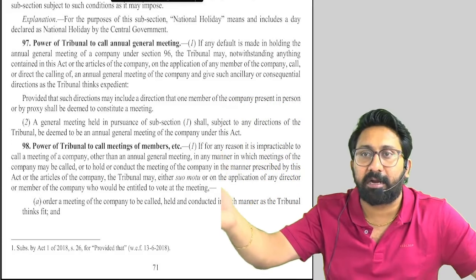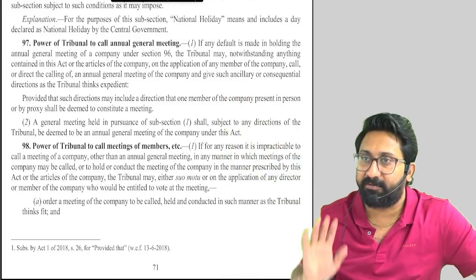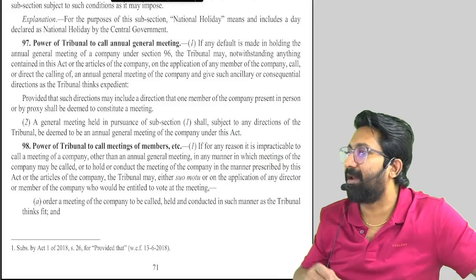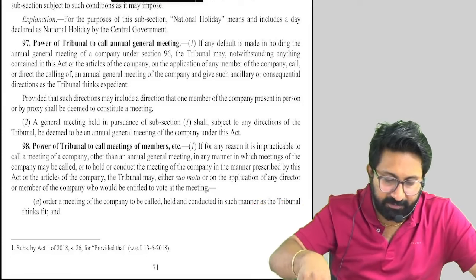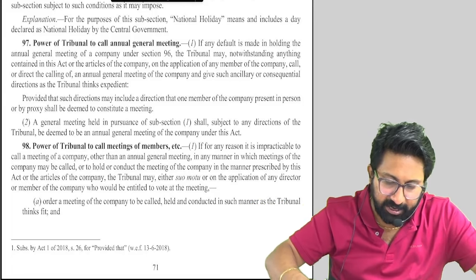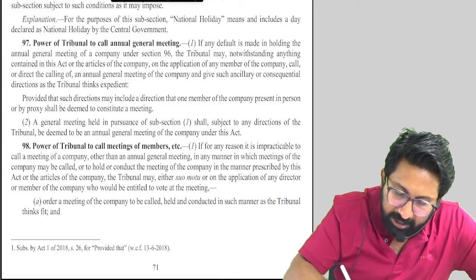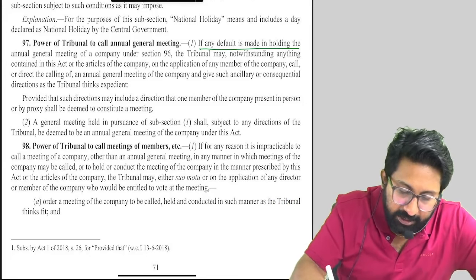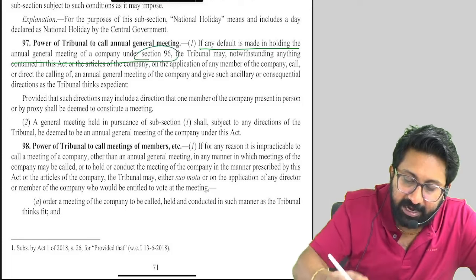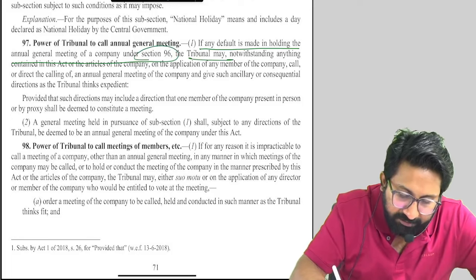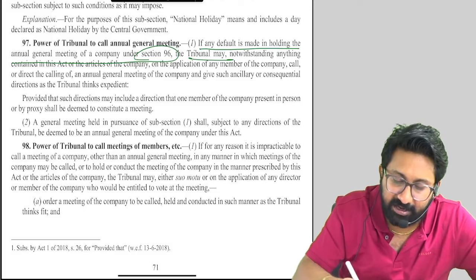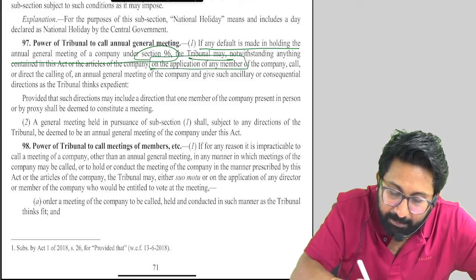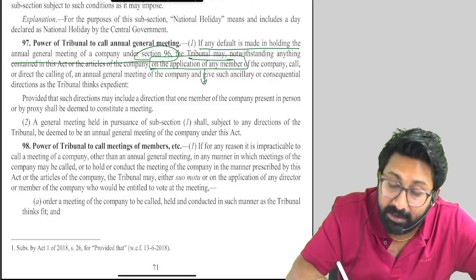If the company is not conducting it, the tribunal can conduct the AGM of the company. Up to here, everyone understood the point clearly? Okay, read. If any default is made in holding the AGM of the company under 96, tribunal may, notwithstanding anything contained in this Act or articles, on application of any member. What do you mean by on application of any member?